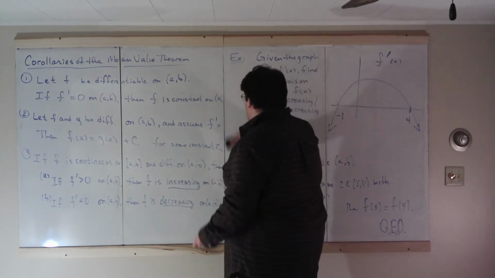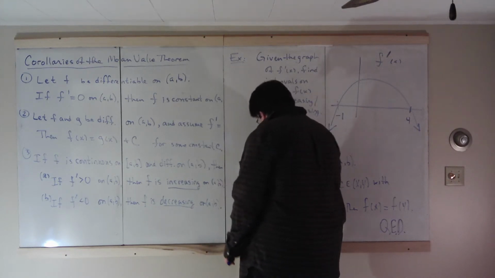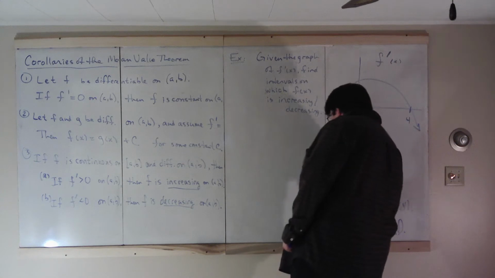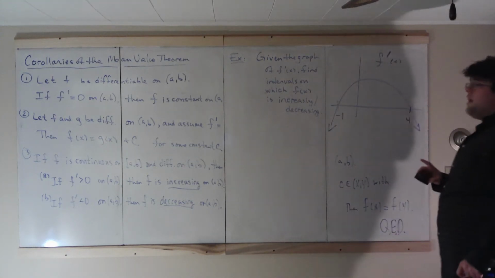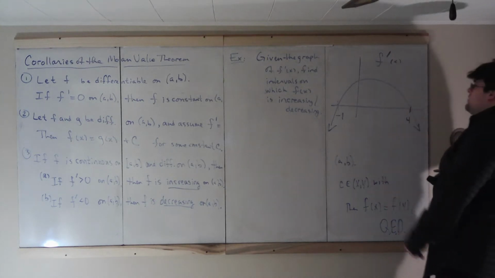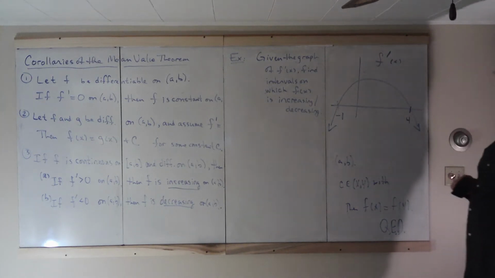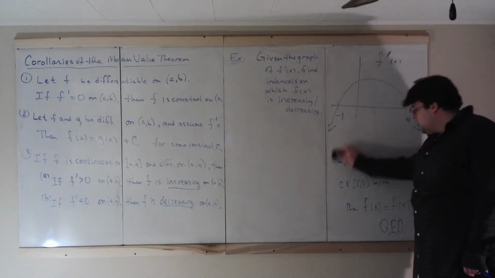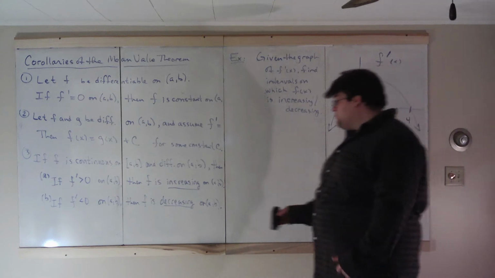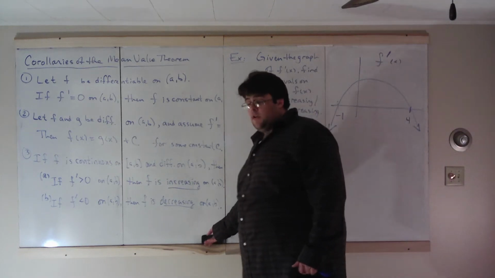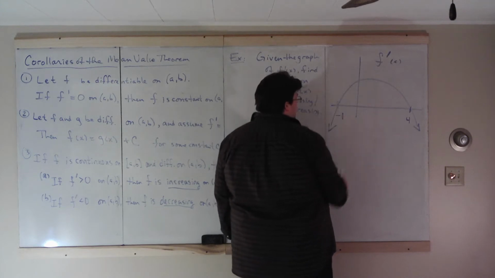But let's use this result in this example. So here we have a graph of the derivative. So this is not a graph of f of x. This is a graph of f prime of x. Given the graph of the derivative, find intervals on which f of x is increasing or decreasing. Now, if it said find intervals on which f prime is increasing or decreasing, well, then you'd say negative infinity to whatever that x value is.